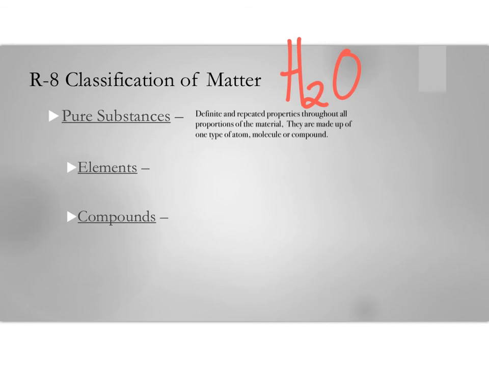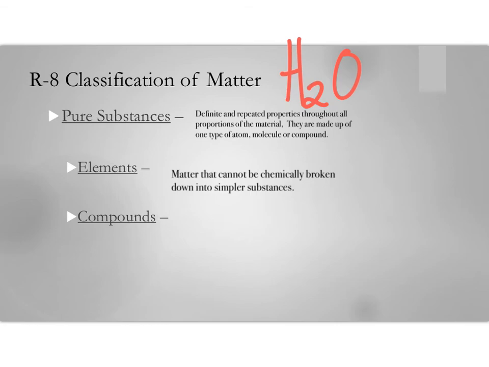But every sample of water that is pure through all proportions, every molecule of it is going to have the exact same set of properties. All right, and then we have elements and compounds. Elements are the primary constituents of matter. They cannot be broken down into simpler substances, and they basically define what everything else is going to be made up of. There's 118 known elements, and you can see all of them on the periodic table. Carbon is an element, hydrogen is an element, helium is an element, and so on.